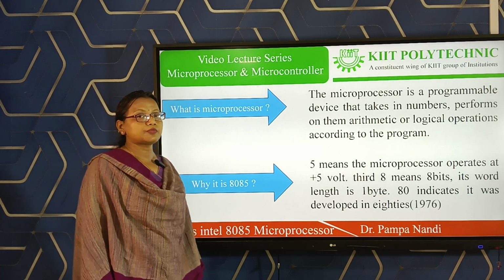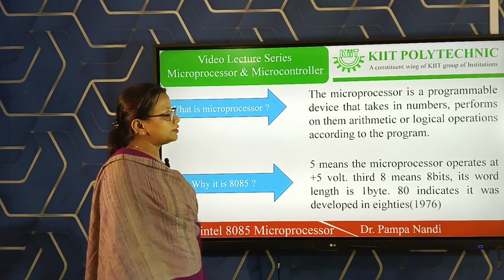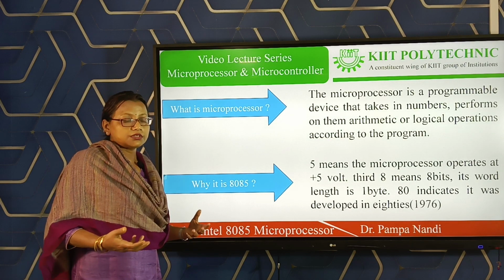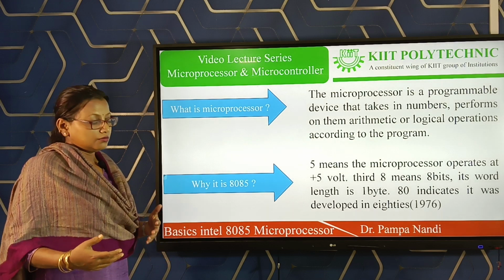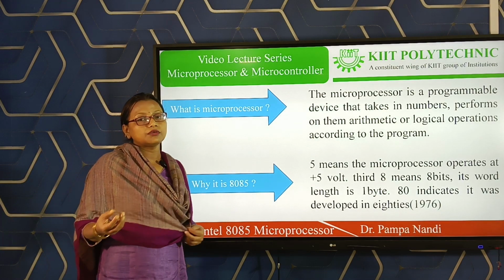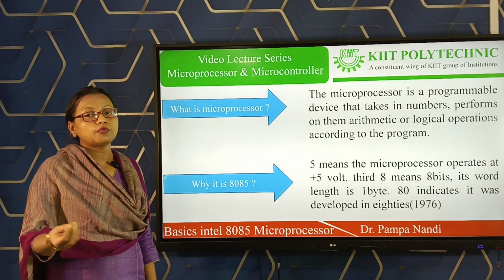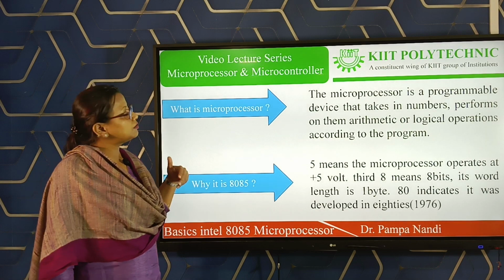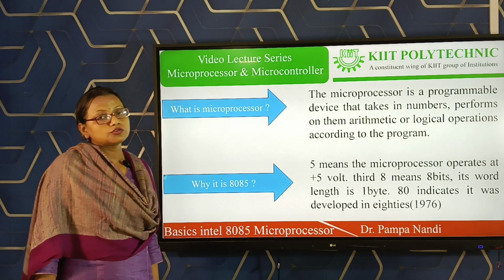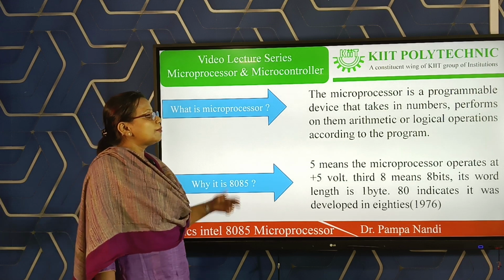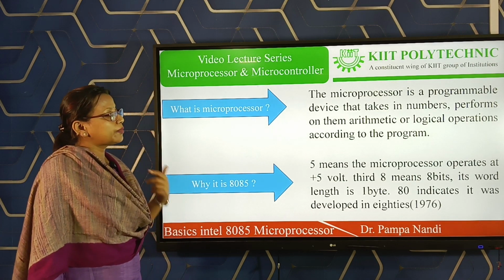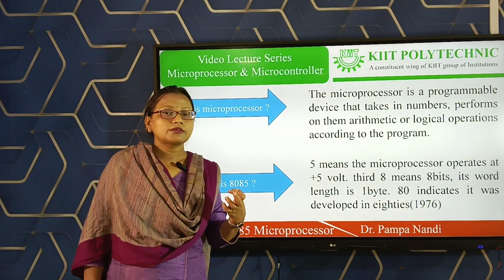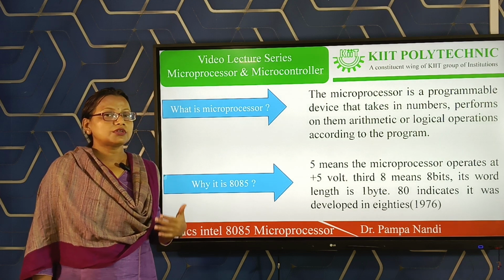Now, what is a microprocessor? You know that the microprocessor is nothing but the processor chip which we are using in any computer, or whatever you are now using in your mobile phone. Here the processor chip is specially given the name microprocessor. So what is the function of this microprocessor? Micro means small, very small. The microprocessor is a programmable device, so it can process any kind of arithmetic operation or logical operation.